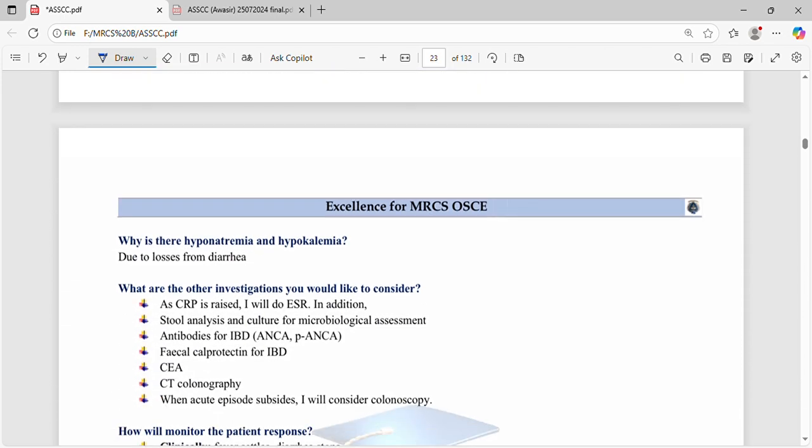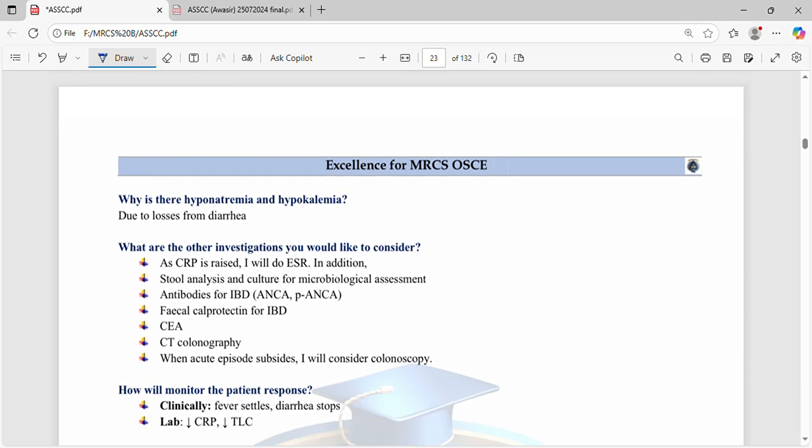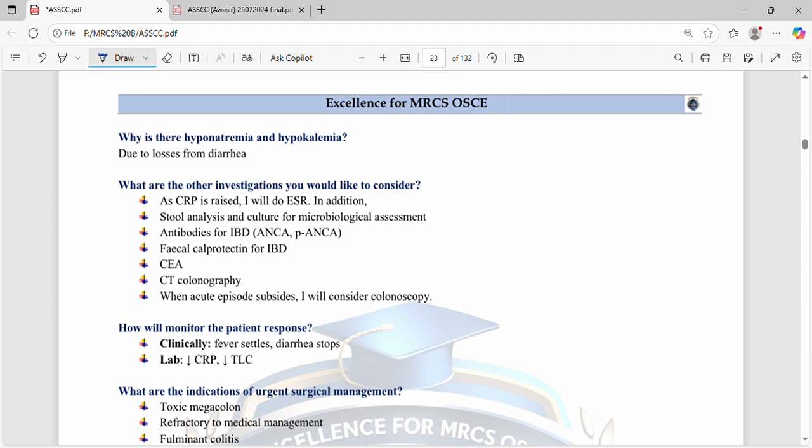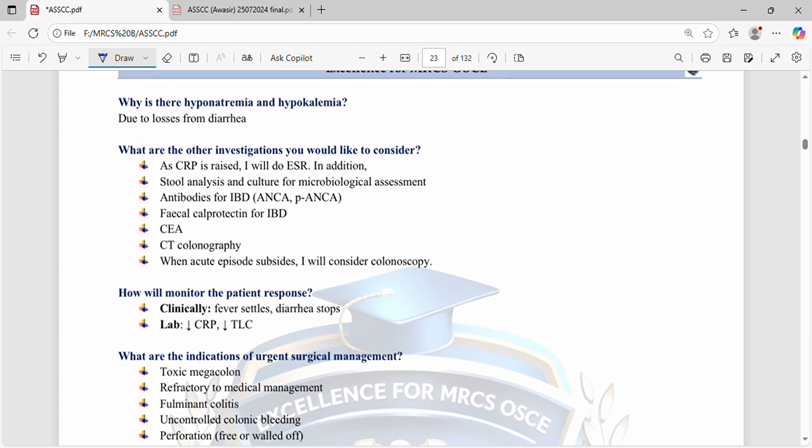Why is there hyponatremia and hypokalemia? Due to loss from diarrhea. You can easily answer this. What are the other investigations you would like to consider? Since it is an inflammatory condition, we will do CRP. CRP will be raised. ESR will also be raised. In addition, stool analysis and culture for microbiological assessment. Antibodies for IBD, C-ANCA and P-ANCA.